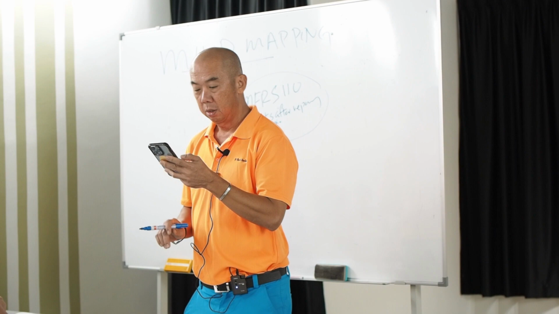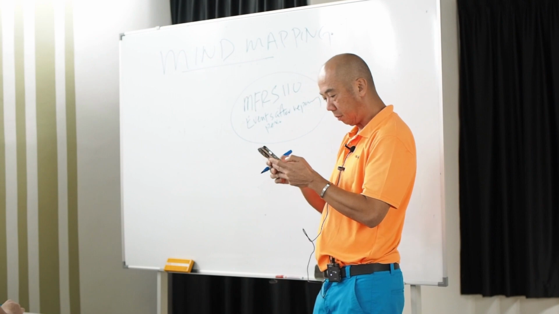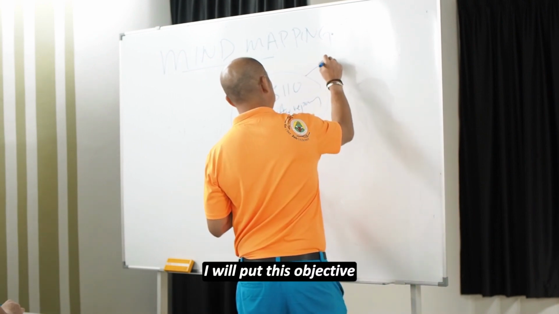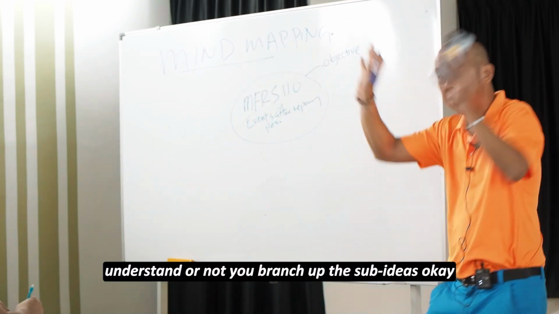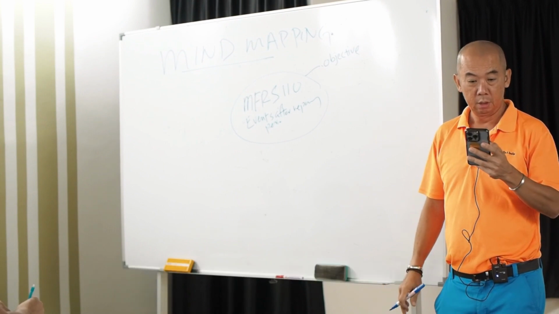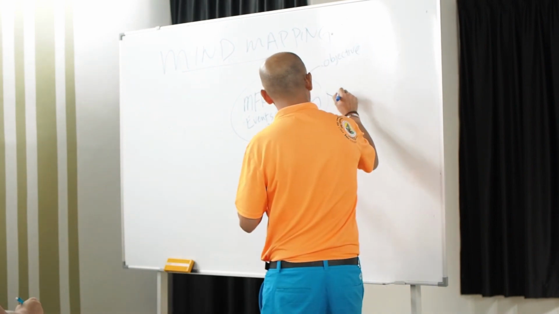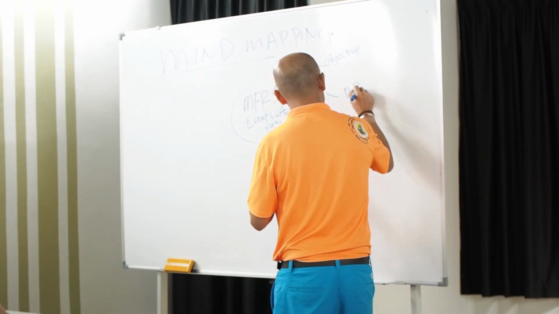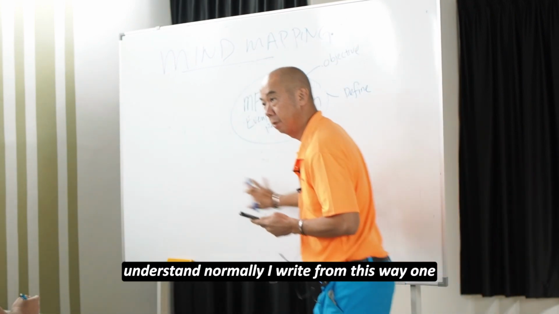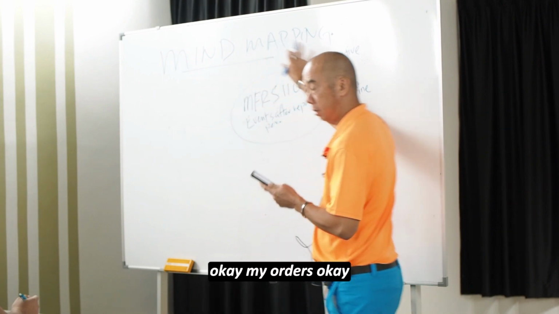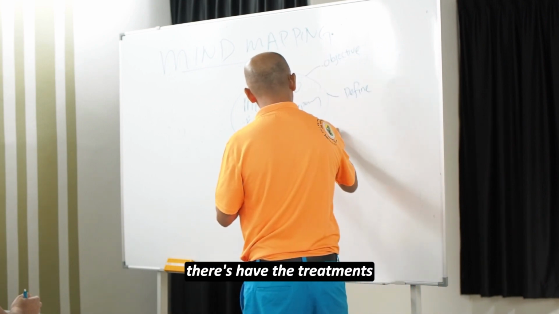So definitely, I would say it's the objective. What is the objective? Then I will put this objective. You branch out the sub-ideas. Understand or not? Then you say, what is the definition defined? Normally I write this way, in order.